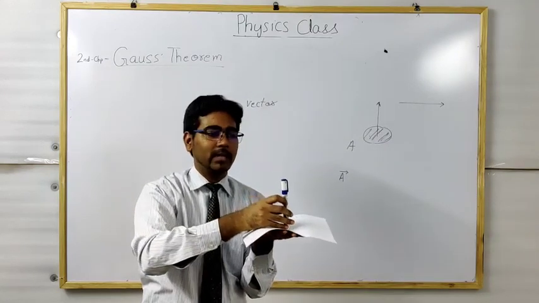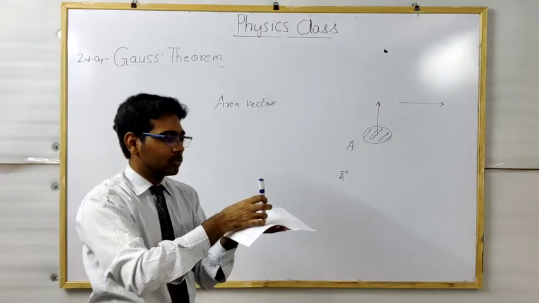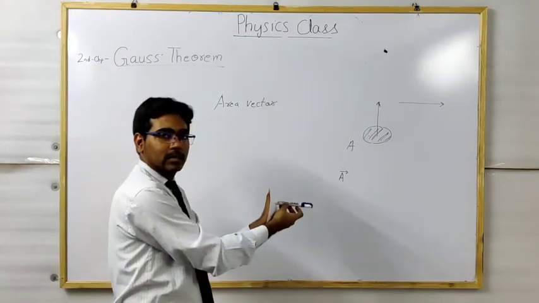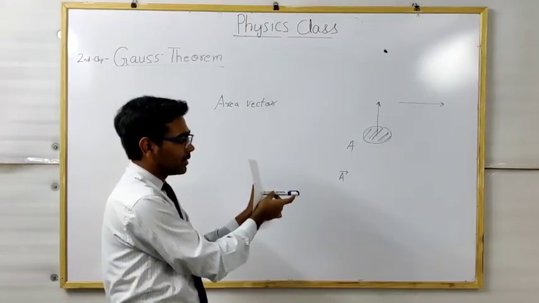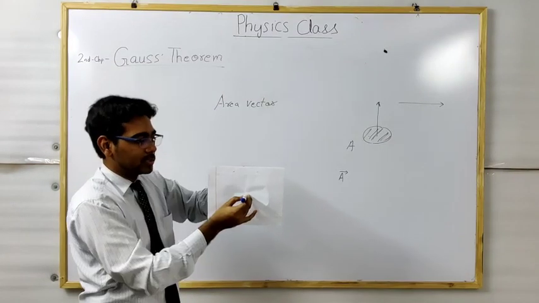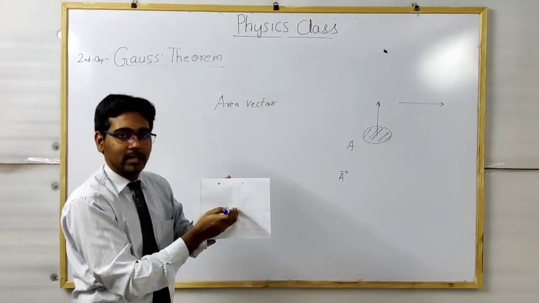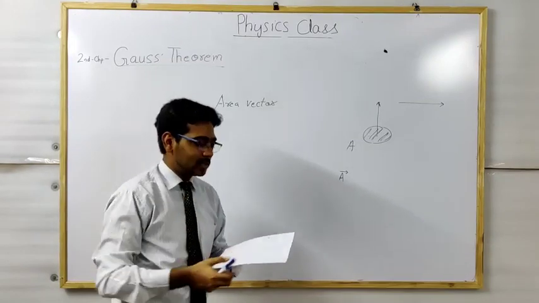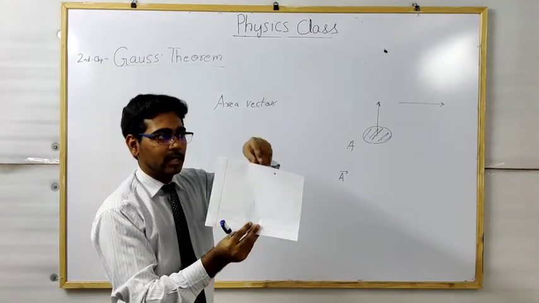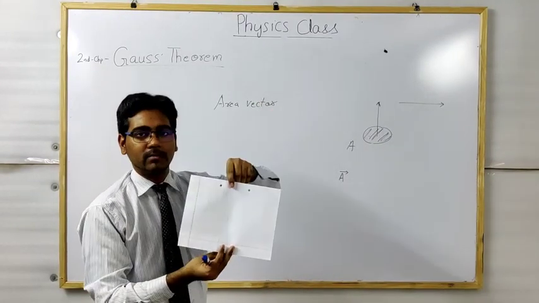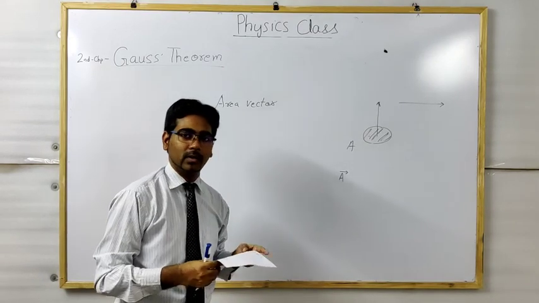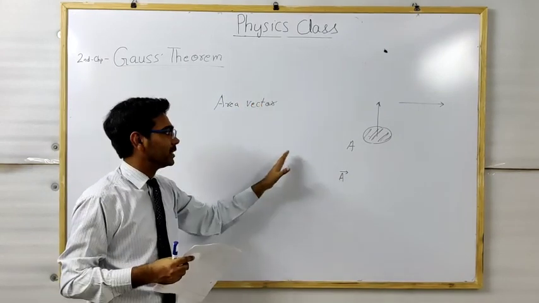Let us assign coordinates. If the area vector is toward the x-axis, the area is situated like this. If the area vector is toward the y-axis, the area is situated like this in space. If it is toward the z-axis, the area is situated in this manner. That is why the area vector is helpful, because it tells you how a particular surface is oriented in space, in which direction it is oriented. That is why the concept of area vector is being introduced.